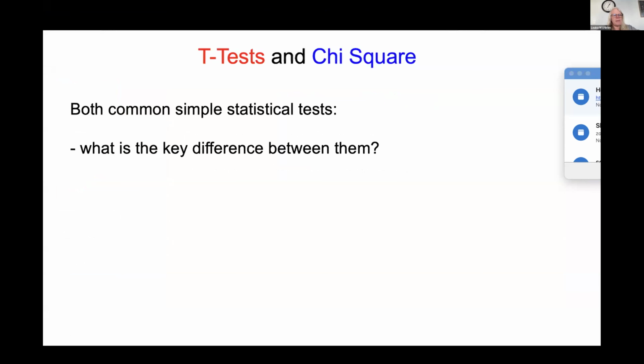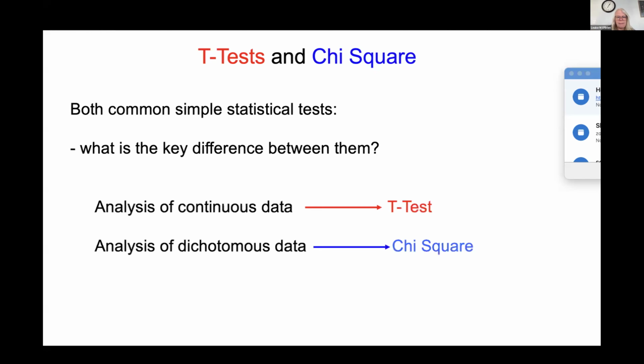We're going to spend about 10 minutes today talking about t-tests and chi-squared. These come up very often in the things that you'll read and the research that you'll do. So what exactly are these tests? They're both very common, simple statistical tests, and I think it's really important that you understand the key difference between them.